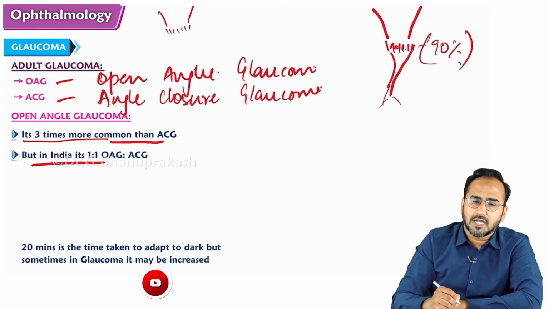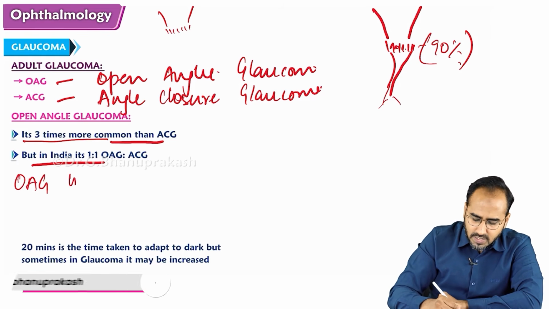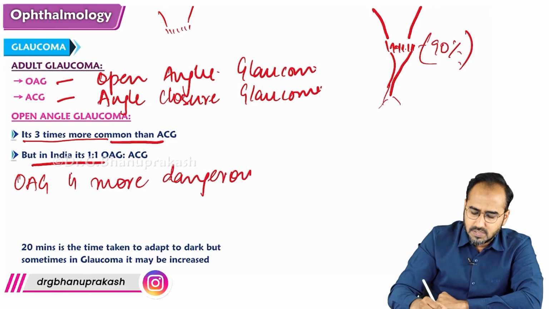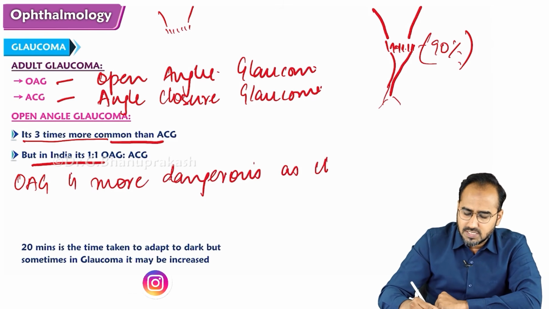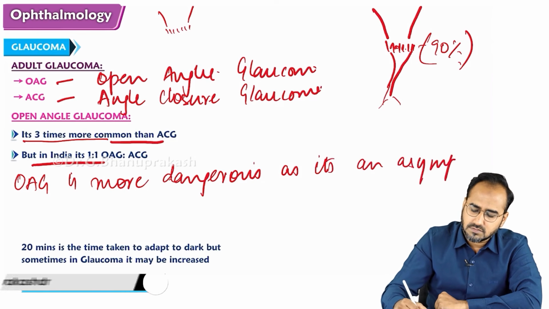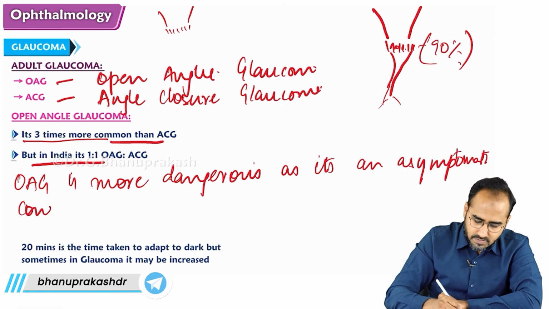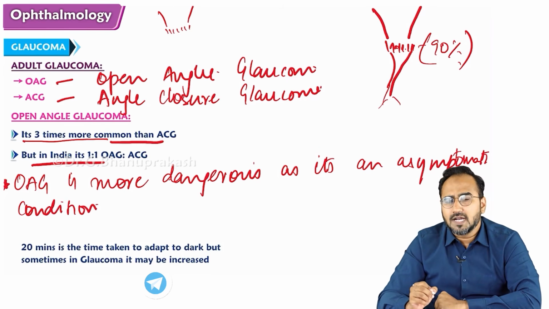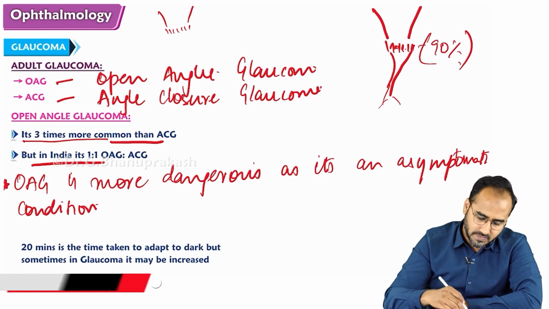Which is more dangerous, open angle or angle closure? Open angle glaucoma is more dangerous. Why open angle glaucoma is more dangerous? As it's an asymptomatic condition. Open angle glaucoma is more dangerous. Why? Because as it is an asymptomatic condition, right?